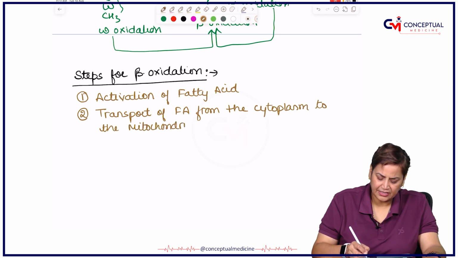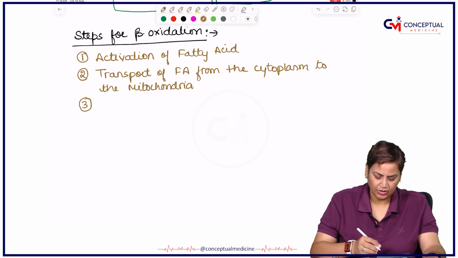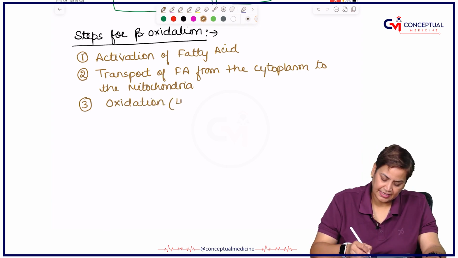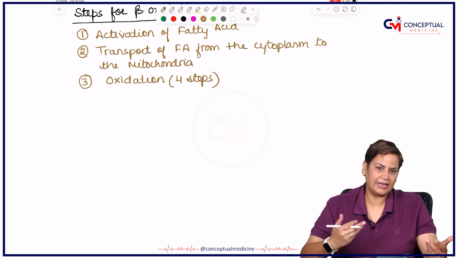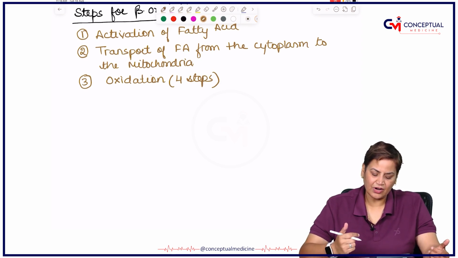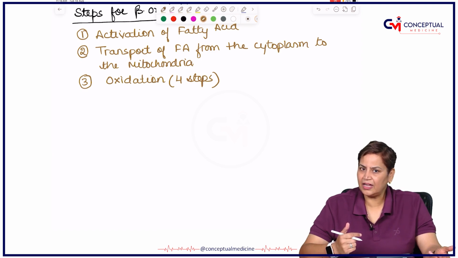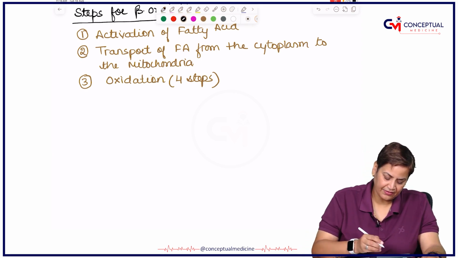And once the fatty acid reaches the mitochondria, the third step is oxidation, which takes place in 4 steps. Now, we are going to discuss how activation takes place, how it is transported, how this oxidation takes place, and finally how it is regulated and what the energetics are. So, the first step is activation.